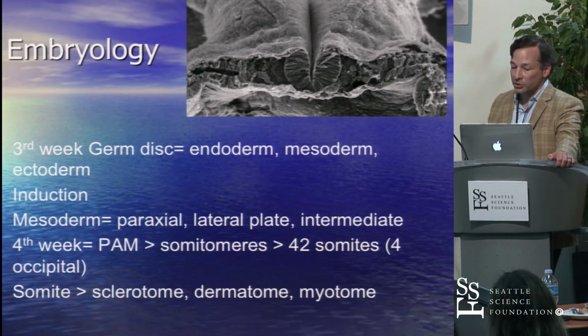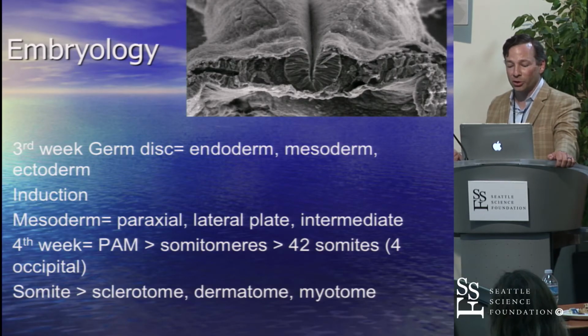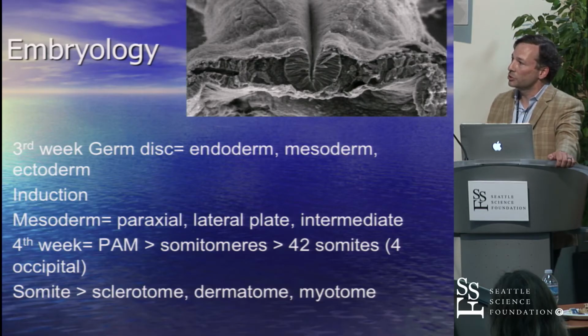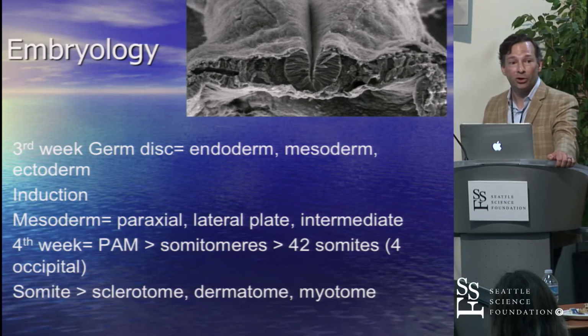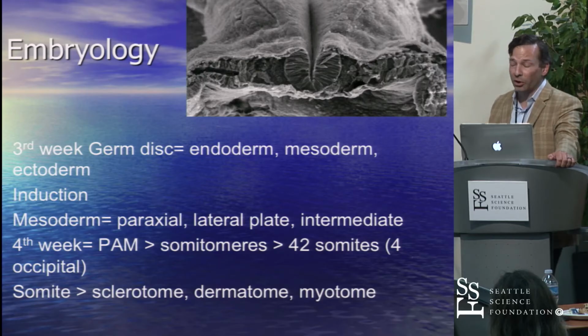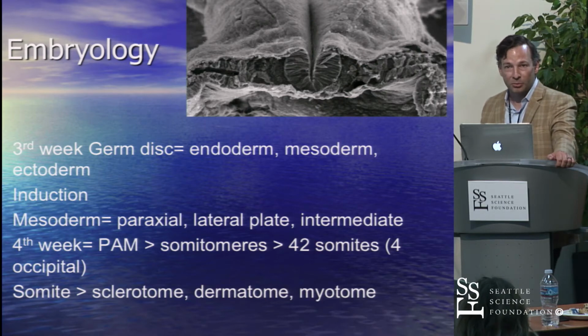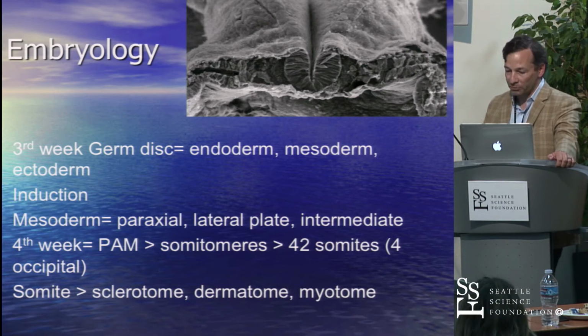The mesoderm is going to essentially develop into periaxial mesoderm, lateral plate mesoderm, and intermediate mesoderm. It's the periaxial mesoderm that we're concerned with, because that periaxial mesoderm is going to give rise to somatomeres and then somites. And it's these somites that are the building blocks for what we're going to find in the craniocervical junction. You'll all remember that each somite will then diverge and become either dermatome, skin, sclerotome, bone, or myotome, associated muscle in the region.